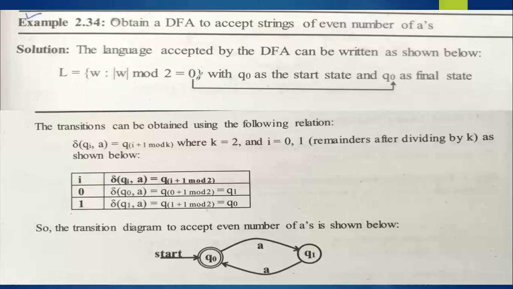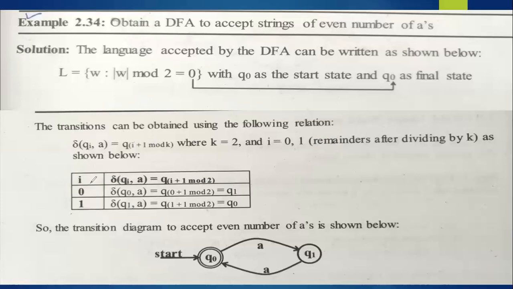The transition can be obtained using the following relation. We are using the formula delta of Qi comma A will be equal to Q of (I plus 1) mod K. So K value will be equal to 2 exactly. I value will vary, first 0 and second 1. Now we'll draw the transition table. It consists of two columns, one for I and the second for the formula. We'll see the result we are generating over here.